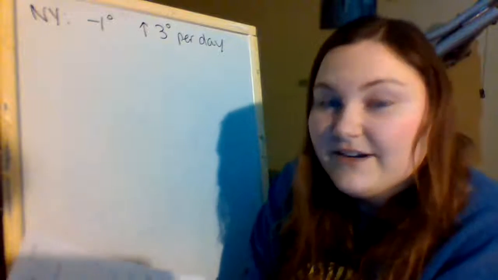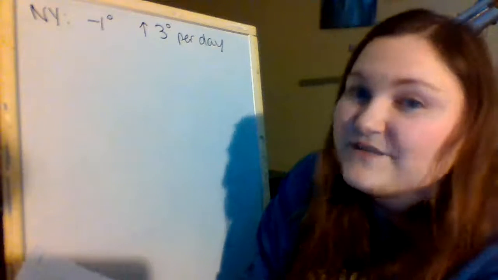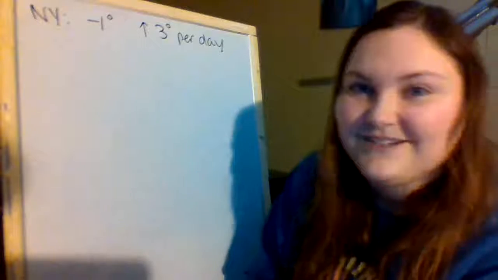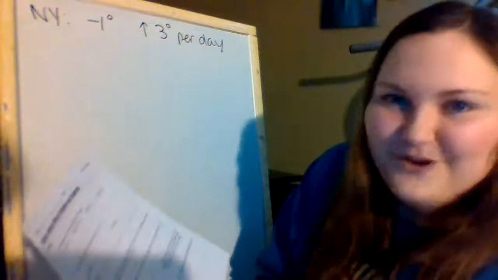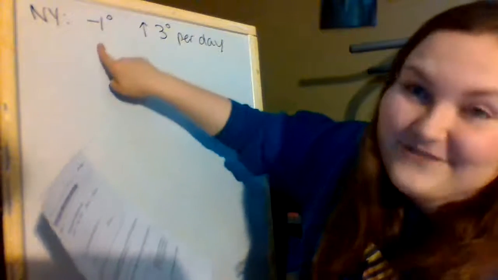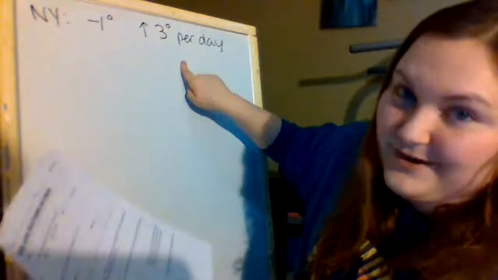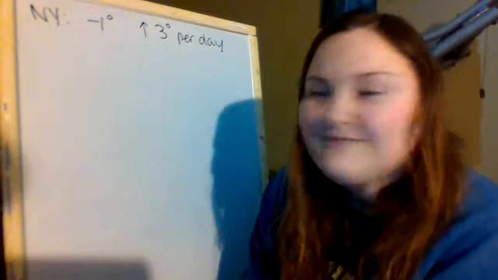So if you have not already gone through the notes, if you want to pause this video, try to write an equation from that. Again, that is my shorthand way of writing. It's starting off at -1 degrees and it's going up 3 degrees each day. So you want to pause the video, try writing an equation.